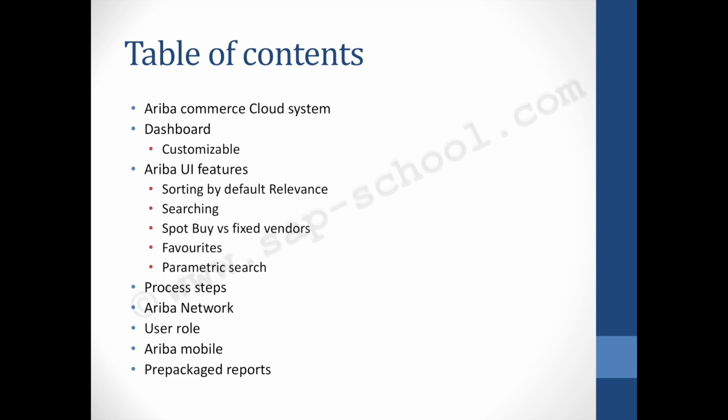We also discuss the favorites and how we could add different items to the favorites section and use them easily. We are going to discuss the parametric search and the process steps that are involved in a general P2P process as well as in Ariba specifically. We are going to discuss the Ariba network and what it comprises of. And we are going to discuss the user roles and the different roles and responsibilities associated with each of the specific user types.